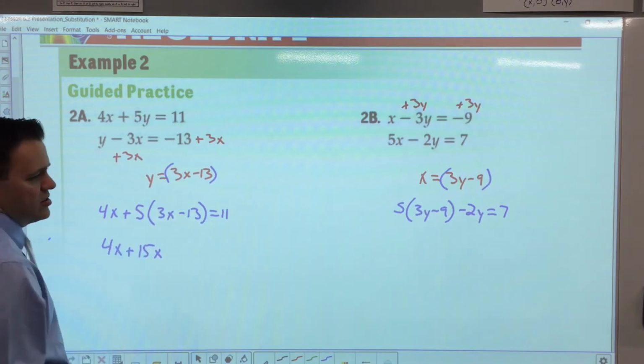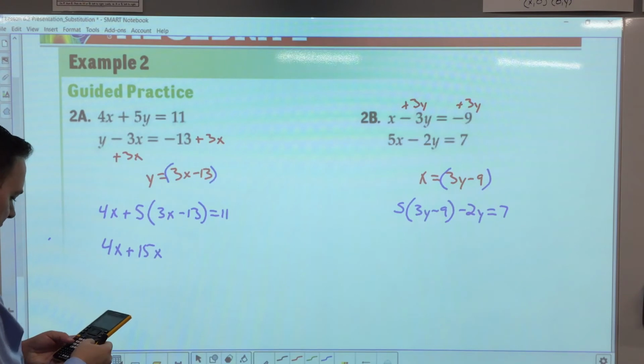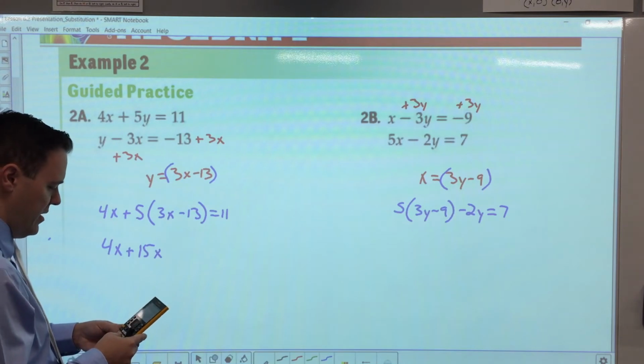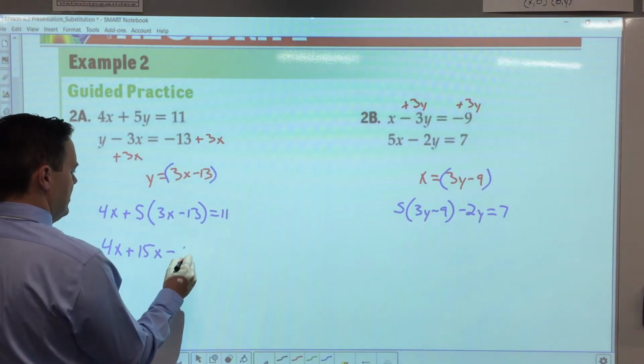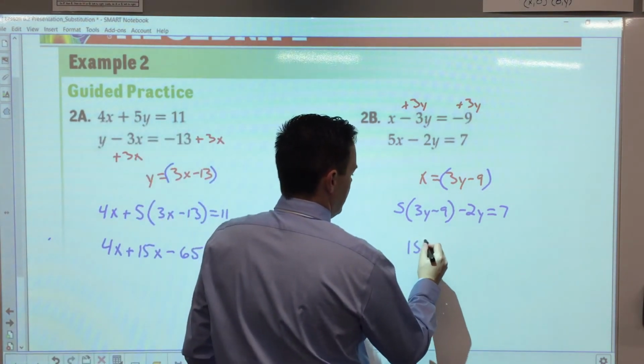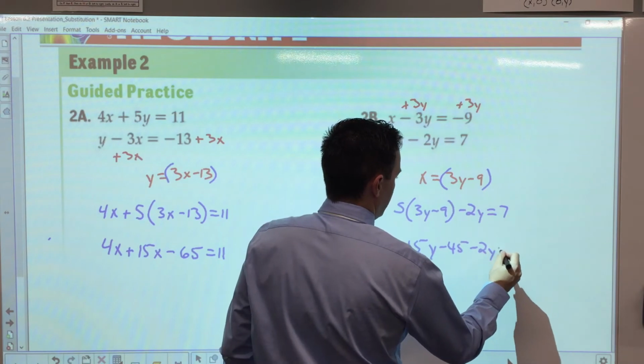And then 5 times 13 is, that's a 5 and that's a 1. I believe that's 65. Make sure. 13 times 5. Yep. Is negative 65 equals 11. And this one here, 15y minus 45 minus 2y equals 7.